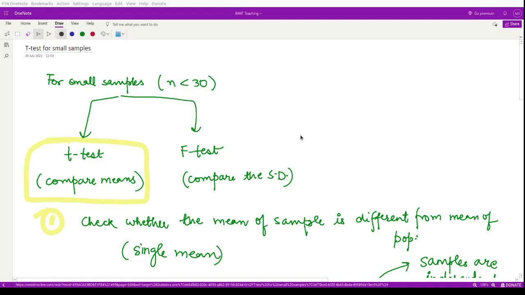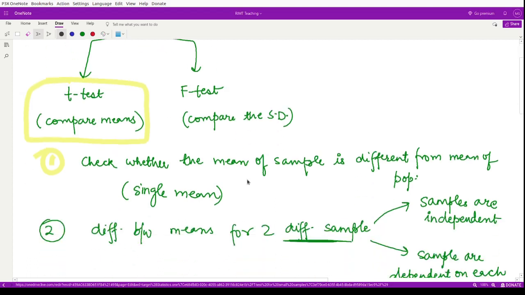In the last lecture we studied tests for small samples. Whenever the sample size is less than 30, we may regard those samples as small samples. For these small samples, we have two tests: one is the t-test and one is the f-test. The t-test is used whenever we want to compare the means, and the f-test is used whenever we want to compare the standard deviations or the variances.